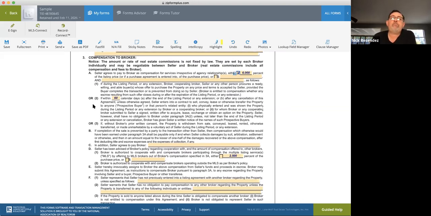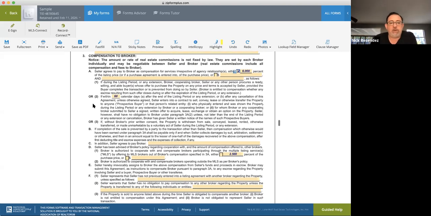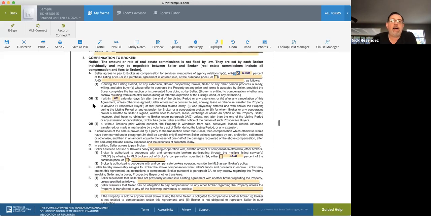And it just goes on to state that as long as we procure a buyer who's ready, willing, and able to buy and ends up closing, then you will get paid your commission. The remainder of this paragraph 3 here is all compensation, if you notice. Basically, it's going to talk about reasons why you might earn a commission or if you're prevented from earning a commission. So there's a few paragraphs here.